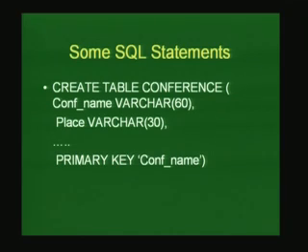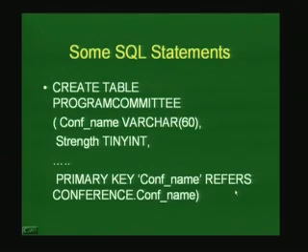So once you create tables like this, then for each table you can write the corresponding SQL statements. So create table conference, conf name, place, and so on, and say primary key conf name. Or something like create table program committee, conference name and strength and so on, and say primary key is conference name. But conference name is the same conference name as in the other table. Therefore you have a foreign key relationship saying that it refers to that attribute in that other table and so on, right.